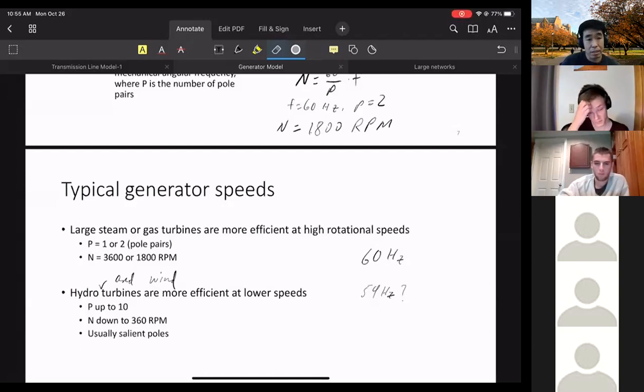Any questions about generators, rotation speed, frequency? So when the generator drops down to 59 hertz, does it change the whole circuitry down to 59 hertz as well? No, if a generator needs to go to 59 hertz, it basically shuts off. It will disconnect from the system.